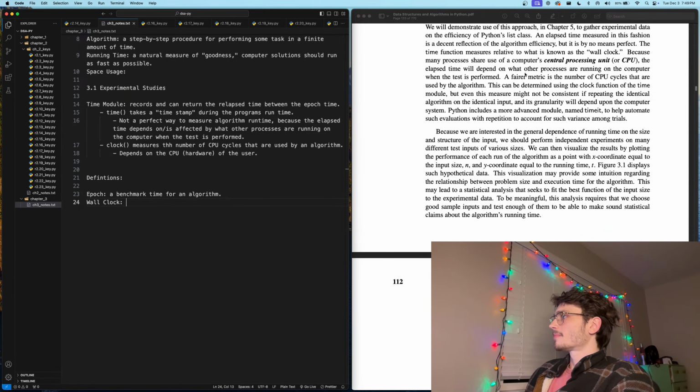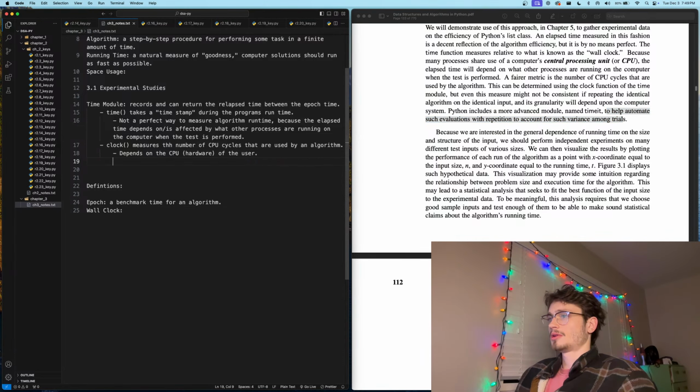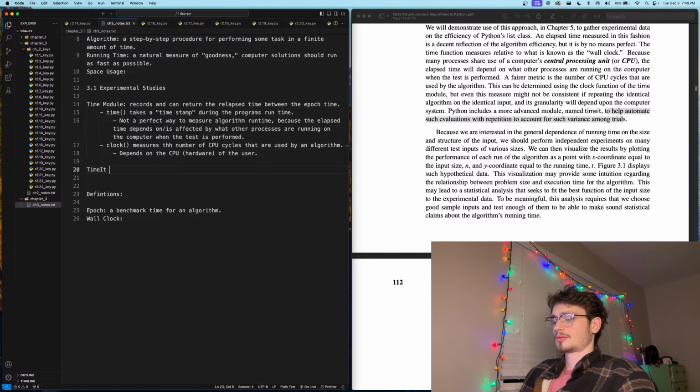A fair metric is the number of CPU cycles that are used by an algorithm. This can be determined by using the clock function of the time module. But even this measure might not be consistent if repeating the identical algorithm on the identical input, and its granularity will depend on the computer system. Python includes a more advanced module named timeit to help automate such evaluations with repetition to account for such variance among trials. Okay, we have the timeit module.